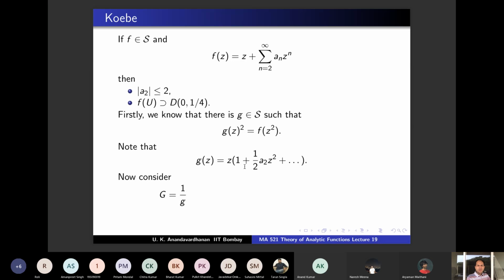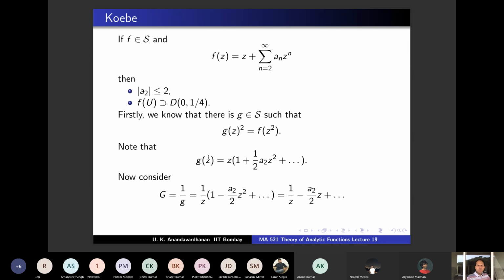So 1 by Z times 1 by this, which when you expand it will be 1 minus A2 by 2 Z square plus etc. So 1 by G will be 1 by Z times 1 minus A2 by 2 Z square. Other coefficients I am not bothered, whatever you get. Okay. So this is of the form 1 by Z minus A2 by 2 Z and other things I am not bothered. But now remember, this is a 1-1 function.